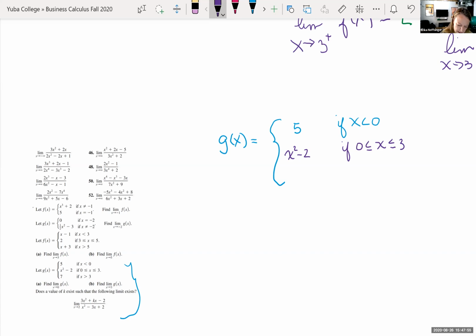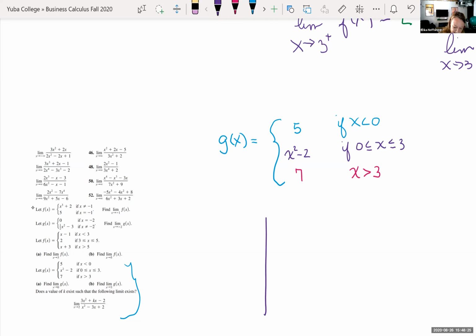And then the last equation is 7, and this is if x is greater than 3. We want to look at the values of our limits where it's changing values. So notice that it's changing graphs at x equals 0, and it's changing graphs at x equals 3. Or not graphs, well, it is changing graphs and it's changing equations because of that.